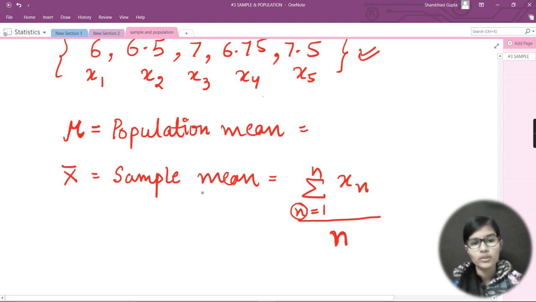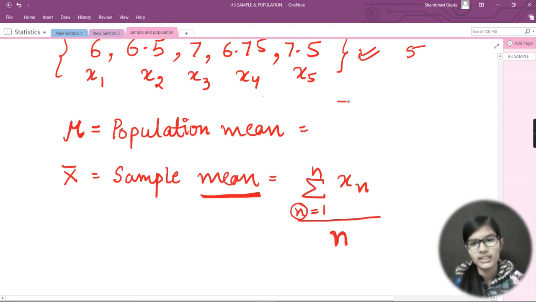As I already told you in my previous video what a mean is and how we calculate it, I'm not going to revise it here. So this summation will add up all the values and then you divide by n. n is the total number of data points, that is 5 in this case. Clear?